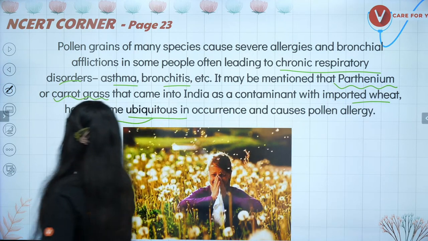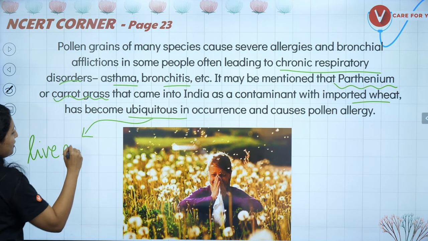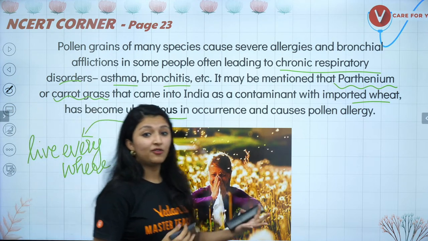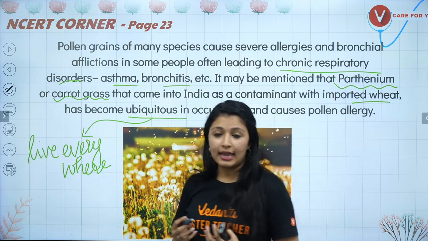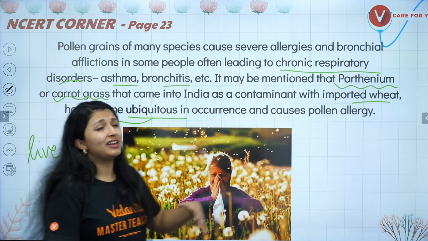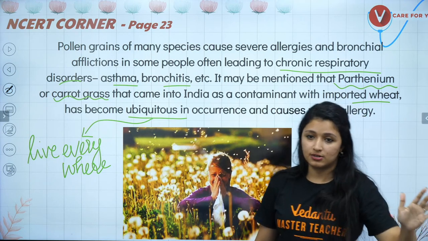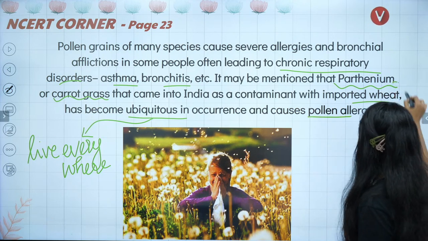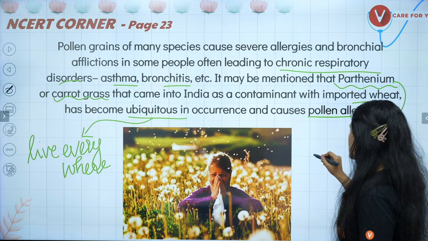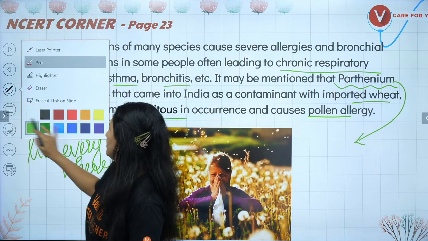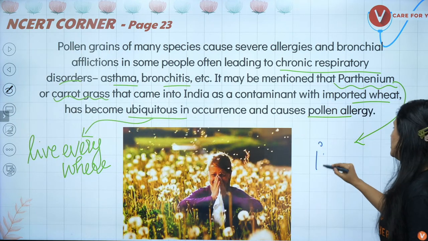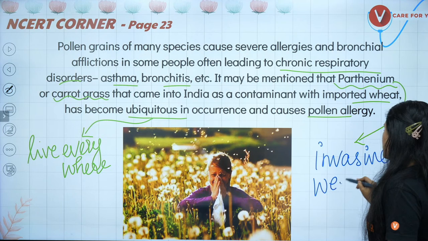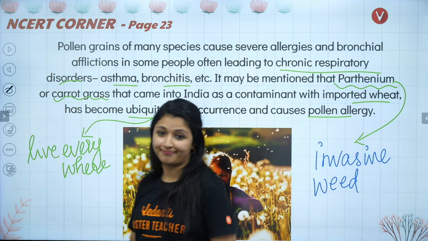It has become ubiquitous in occurrence. That means they just live everywhere. It has become an invasive weed, in fact. You find it growing in every corner of our country, and it causes pollen allergy also. So this is parthenium. It's now declared an invasive weed, and nobody can get rid of it.